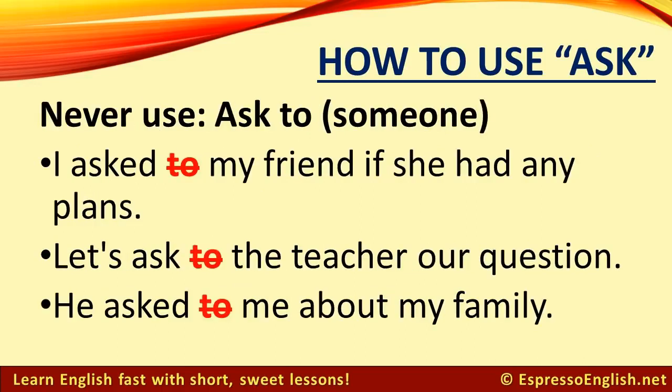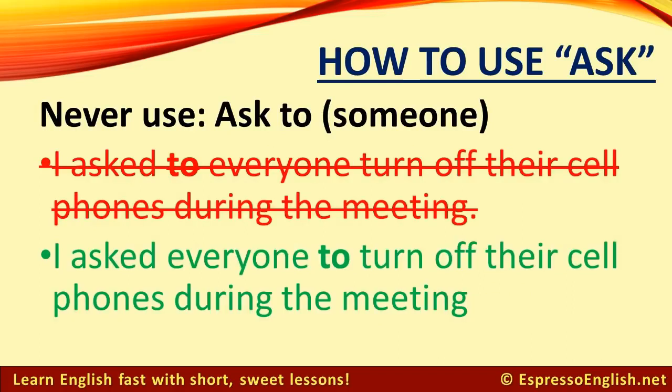Here's a common error. Never use ask to someone. Don't say, I asked to my friend if she had any plans. The correct sentence is, I asked my friend if she had any plans. Let's ask the teacher our question. Don't use the word to before the teacher. He asked me about my family. Don't use the word to before me. Don't say, I asked to everyone turn off their cell phones during the meeting. The correct sentence is, I asked everyone to turn off their cell phones during the meeting.